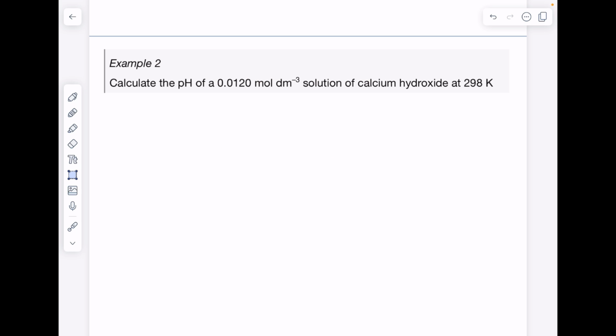So in our second example, we're being asked to calculate the pH of a 0.0120 mole per dm cubed solution of calcium hydroxide at 298 Kelvin. So straight away, look, this is the formula of calcium hydroxide. It's diprotic, which means it releases 2 lots of hydroxide ions. In order to find the concentration of hydroxide ions, therefore, we'll need to do 2 lots of that.